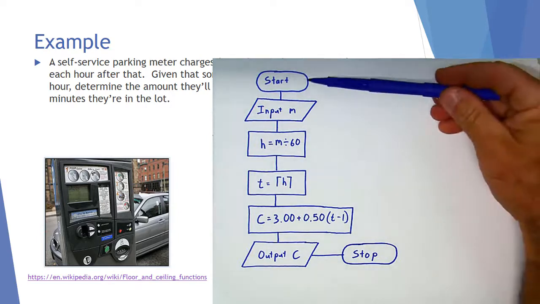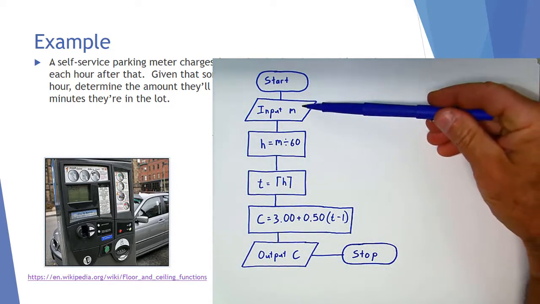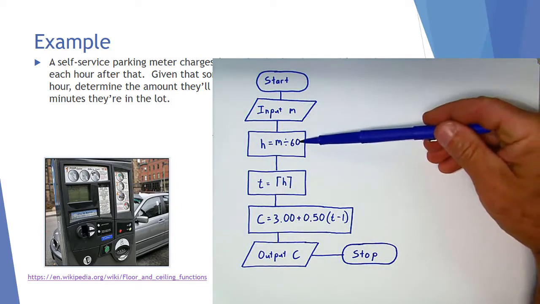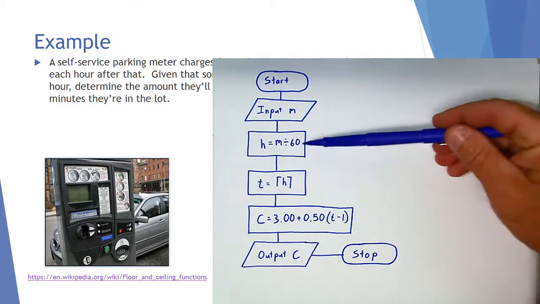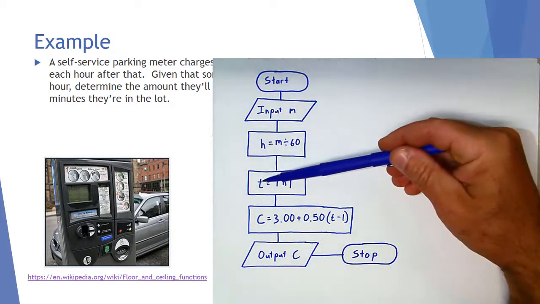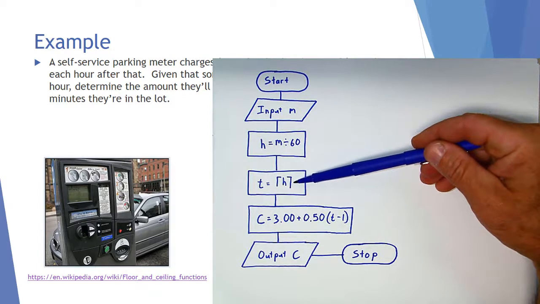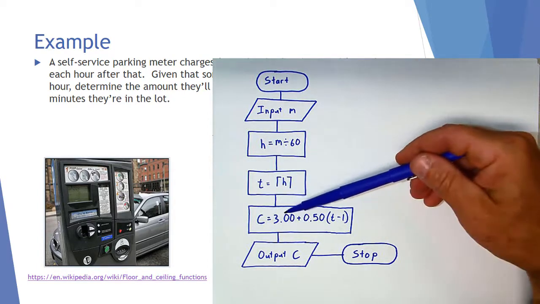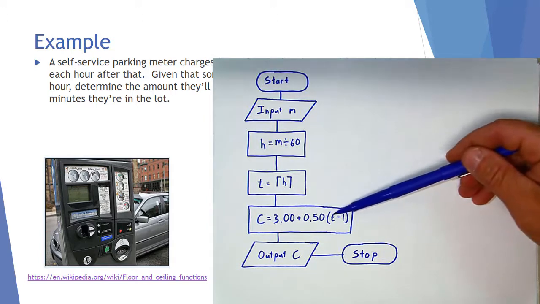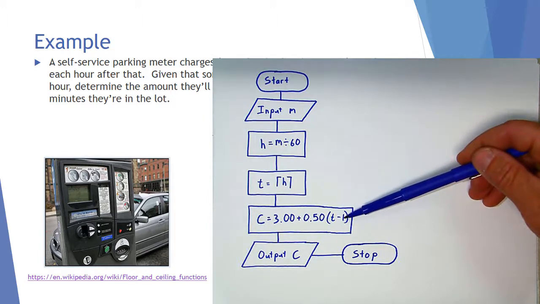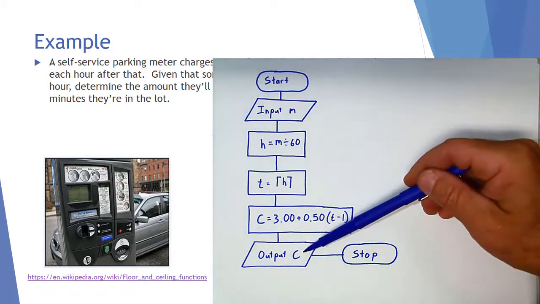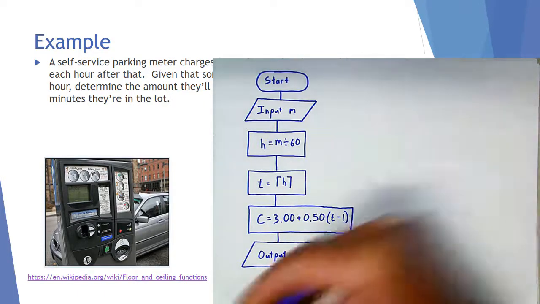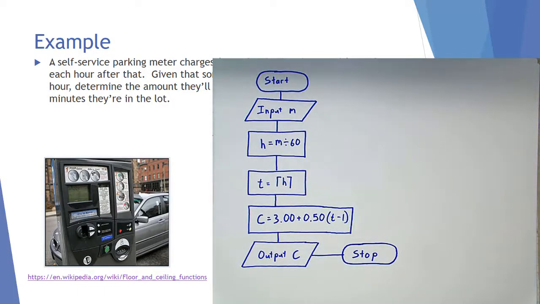And there we are. We started our process. We got our input of M. We took that value of minutes divided by 60 to get the number of hours. The time charged is the ceiling function, or the number of hours rounded up to the nearest whole hour. Our charges are $3 plus 50 cents for every hour past the first one, t minus 1. And then we output our total charges, and then we stop our process.